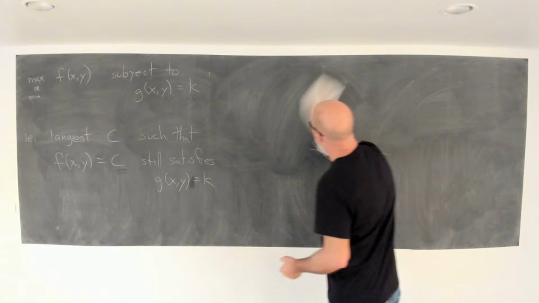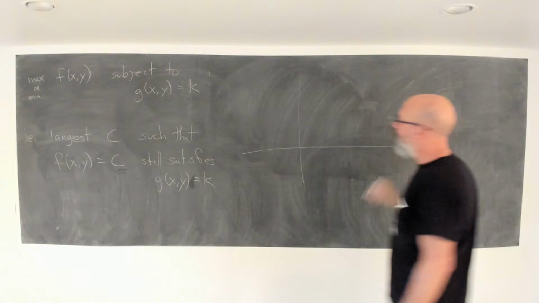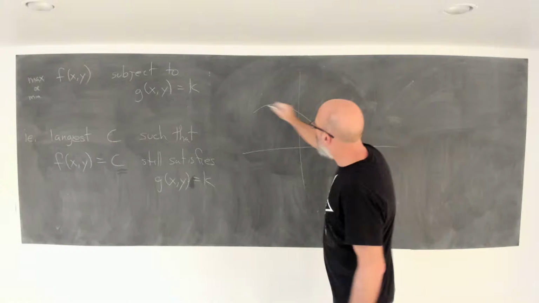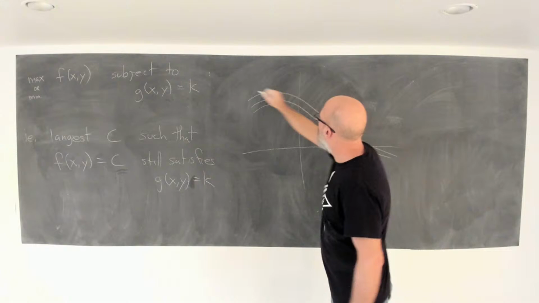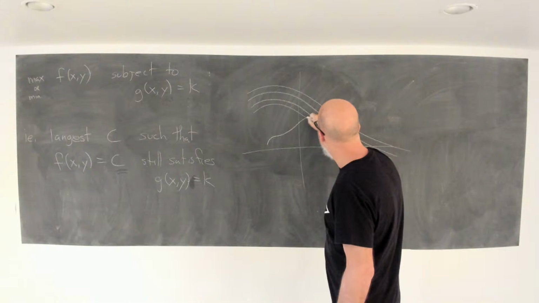It's bad. I have to start over. I was too quick with the drawing of the G there. But let's start again with those level curves, this family of level curves. And then you've got this function G, maybe looking something like this.